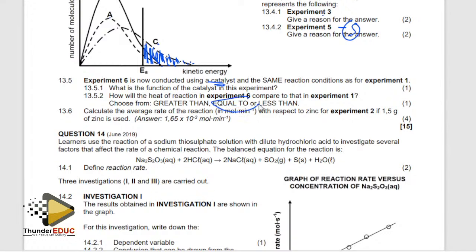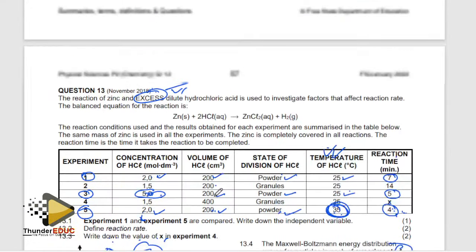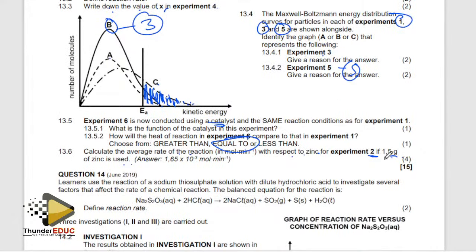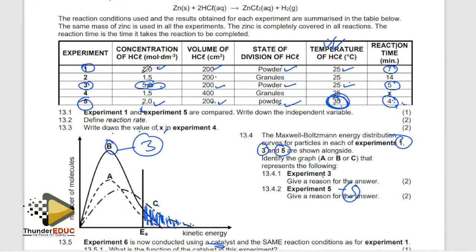Yes. Calculate the average rate of reaction with respect to zinc in experiment 2, if 1.5 grams of zinc is used. So in this case, what are you going to do? The rate of reaction, you can talk about mass, and then find out the number of moles, and then after that you can change those moles. So in this case, do we know the mass? Yes. What did they say here? They said in experiment 2 it is 1.5.